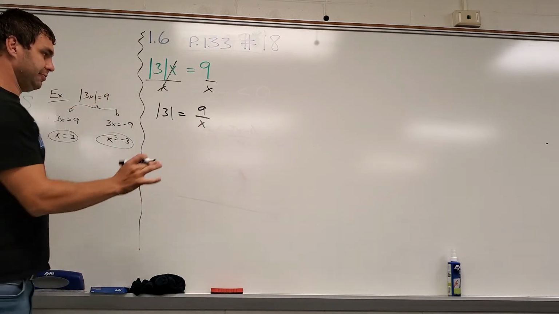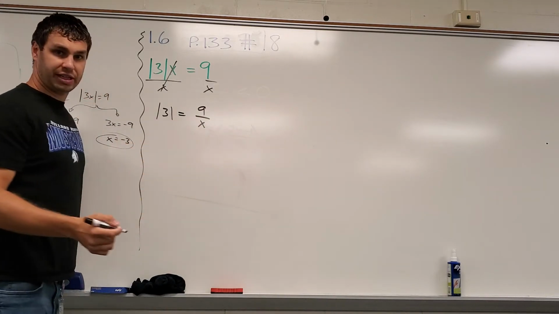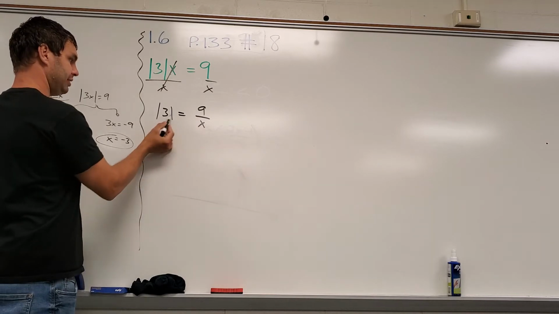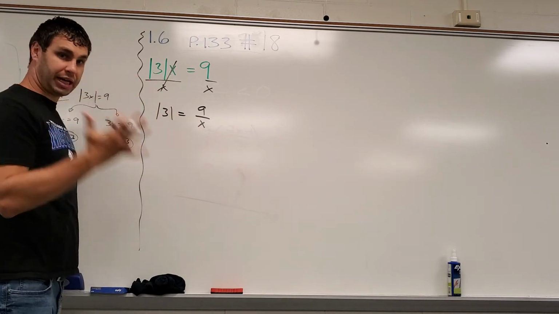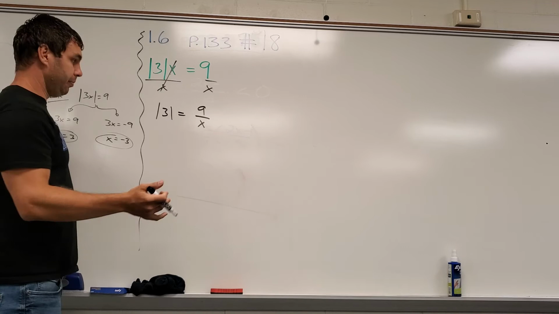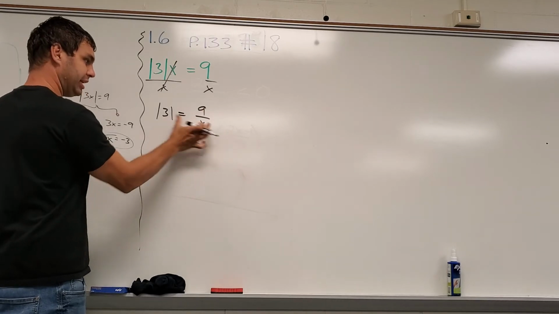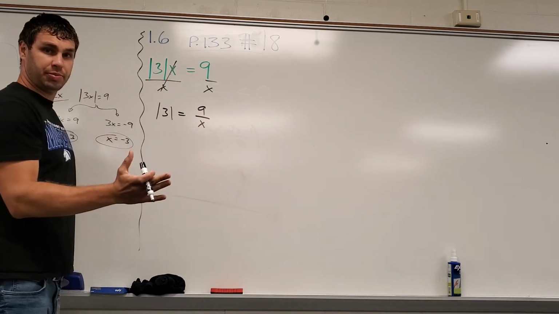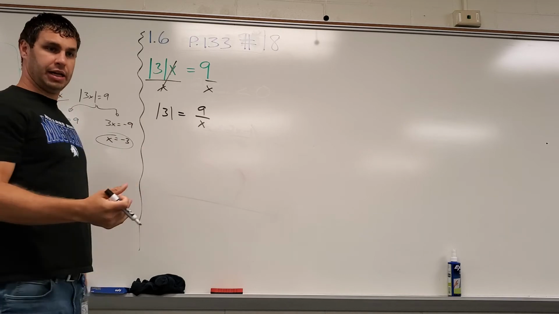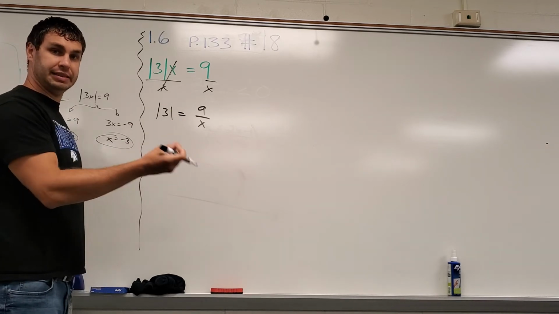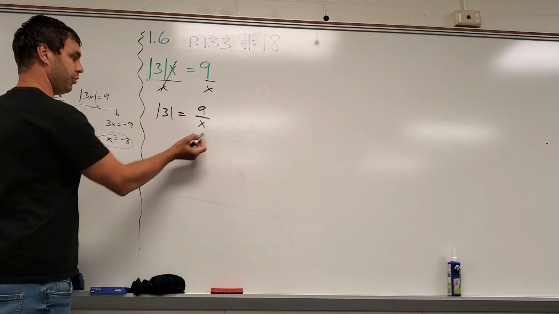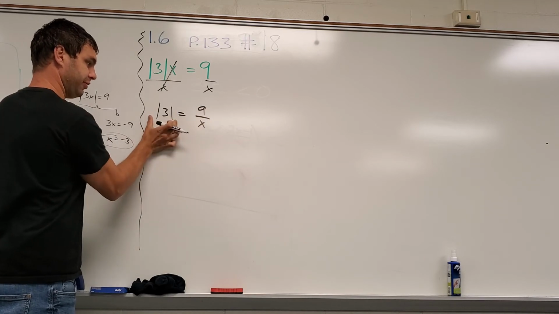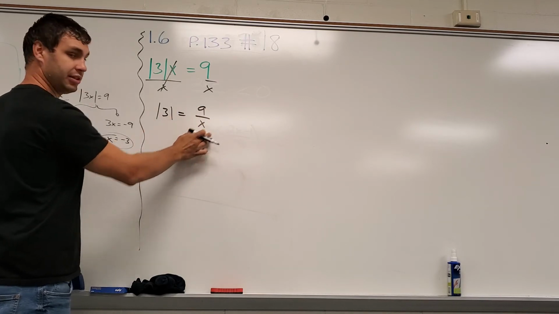But if I were to make my two different cases here, we have to remember that since the absolute value of 3 can only mean positive 3, this, what it equals, has to also be positive. Or another way to think of it would be absolute value implies distance. Distance can't be negative. Therefore, whatever the absolute value equals here, it has to be positive on this side.